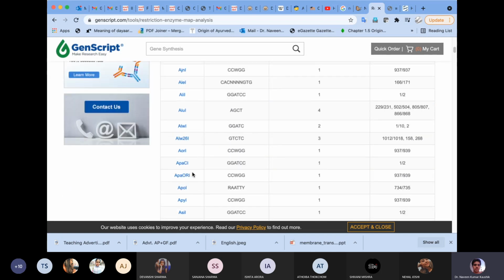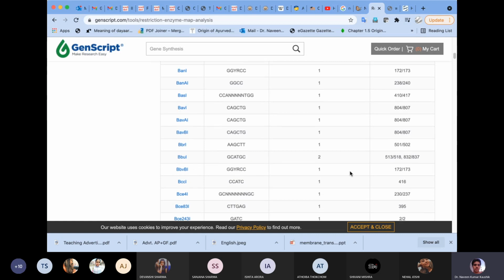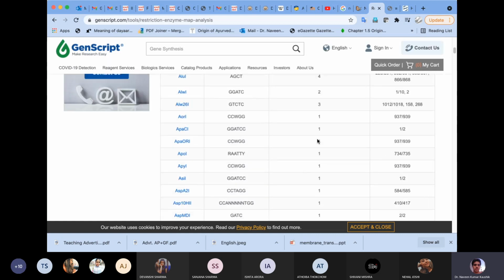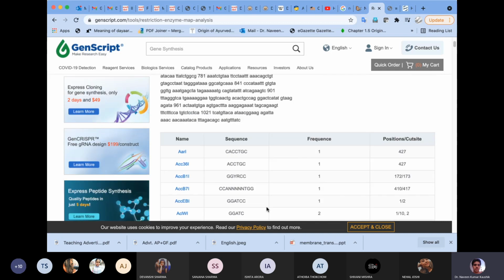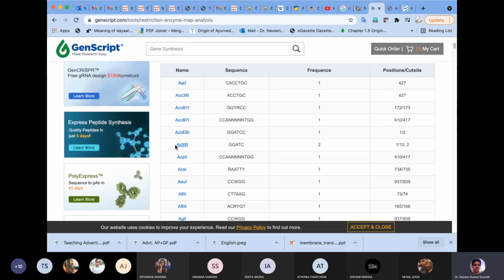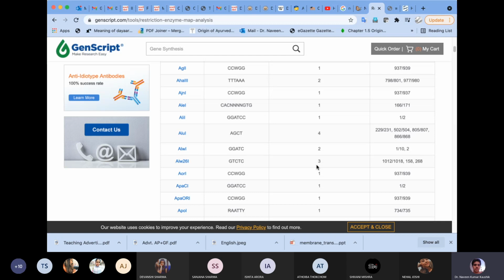There is a long list of enzymes whose sites are going to be there. Here I'm asking about any enzyme which has two sites. This is ALW1. It has two recognition sites in it. That's one at 10 and 4. Then if you follow the L1, 4 to 229, 231, 502 to 504, 805, 866.